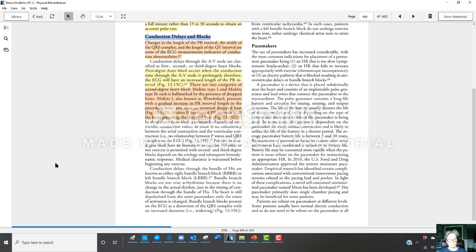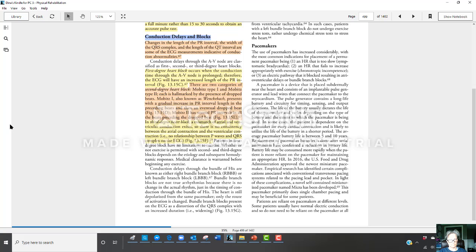In third-degree heart block, a mismatch of atrial and ventricular conduction exists, so there is no consistency between the atrial contraction and the ventricular contraction, that is, no relationship between P waves and QRS complex on the ECG.